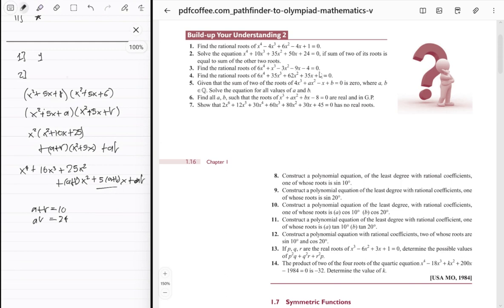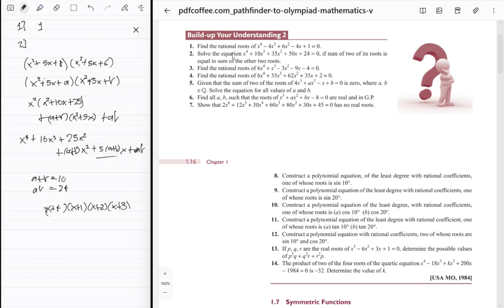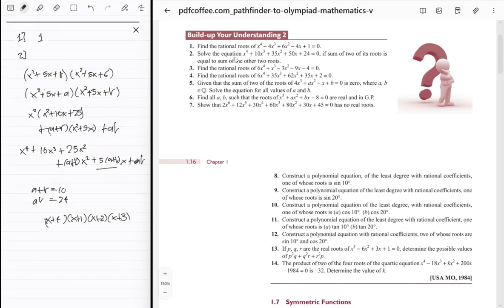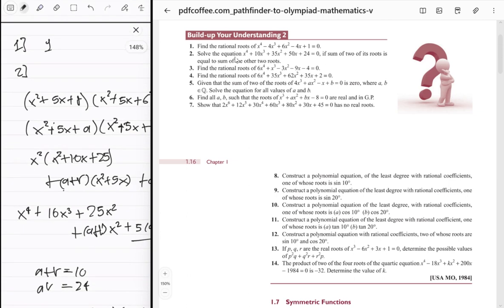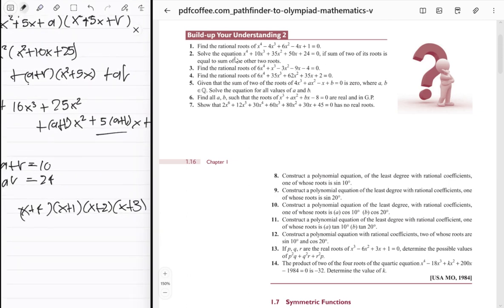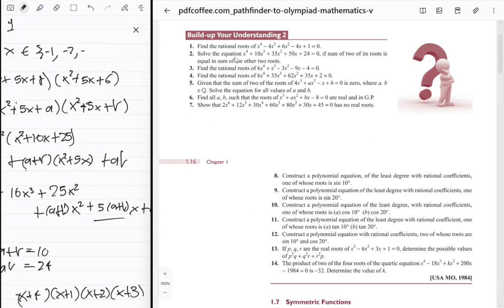Yeah, okay. So you can factorize this easily. It's going to be x plus 4 times x plus 1, that times x plus 2, sorry, times x plus 3. And okay, that makes this thing. So what's the equation's solution? It's x belonging to this set, negative 1, negative 2, negative 3, and negative 4. Okay, next.